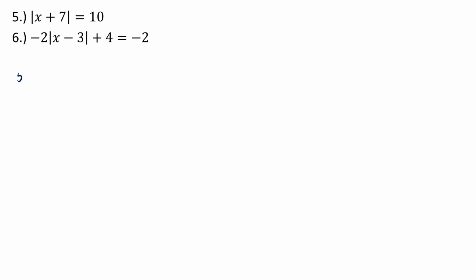So let's take a look at number 5. Now, you can go straight to this. x plus 7 is -10, or x plus 7 is 10. Make sure when you do that step that you are removing the absolute values, because that step of thinking about going to the left and going to the right is the doing of the absolute value.